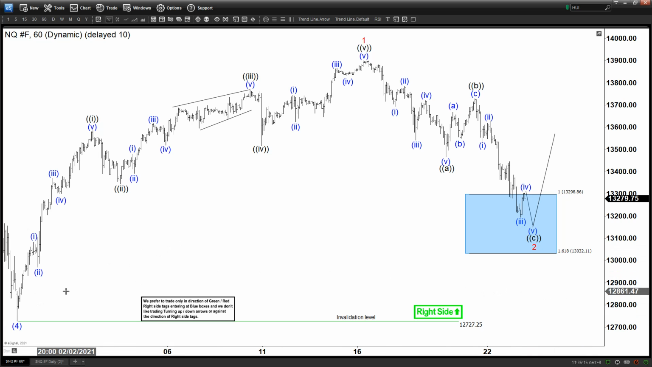Now if we zoom out a little bit, looking at the higher degree, this is 60 minutes, so let's take a look at the daily. Remember, this is wave 4 over here, so that means we are now at the last wave 5 move. This peak here ended with 1 of 5. This is a wave 2 of 5, before we continue higher with 3 of 5, 4 of 5, 5 of 5.